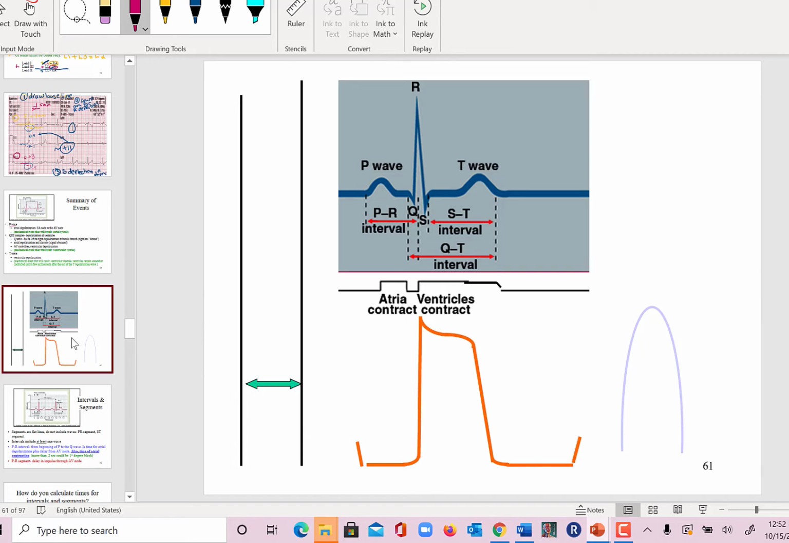This is baseline right here. This is baseline right here, as is this and this. If there is no current, the pen will return to baseline. If people really want to compare the EKG to an action potential, down here in orange is an action potential from a contractile cell.